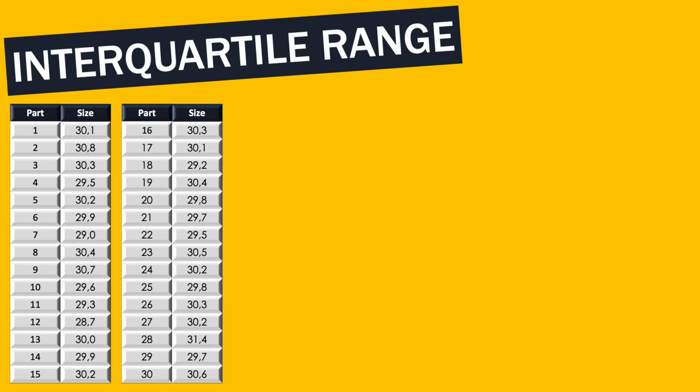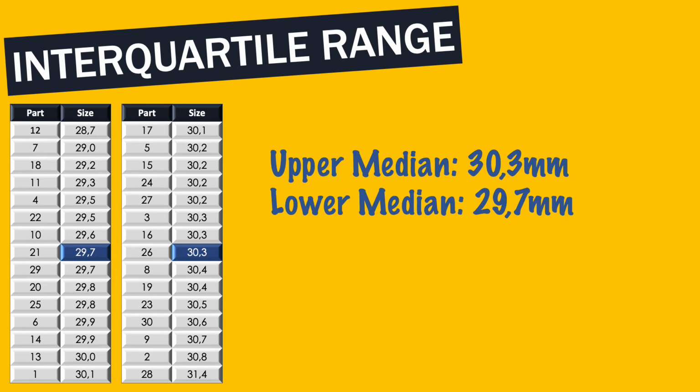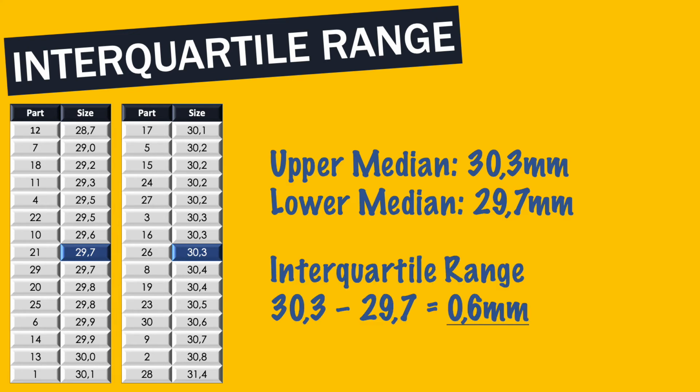Another measure not so commonly used is the interquartile range. This is calculated by ordering the data in sequence from smallest to largest number. The measures are then split into two groups and the median is found for both, the median being the middle value. The interquartile range is then determined by the difference between the two medians.